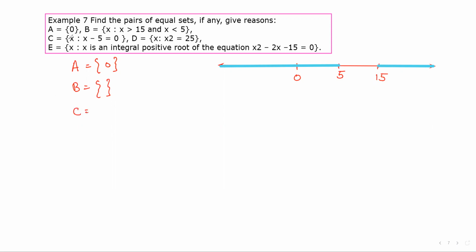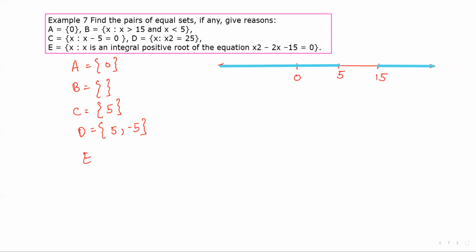C: all x such that x minus 5 is equal to 0. When you take 5 to the right hand side, you get only one element, 5, in the set C. D is a set of all x such that x squared is equal to 25, which means for D, x can have either plus 5 or minus 5.